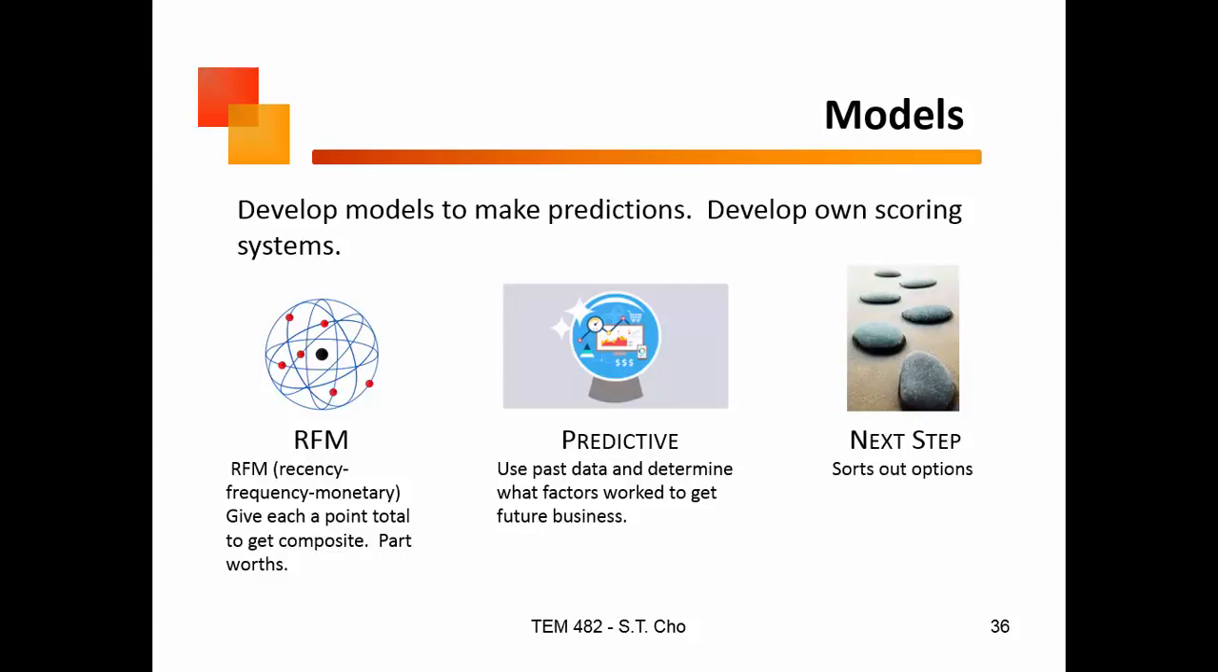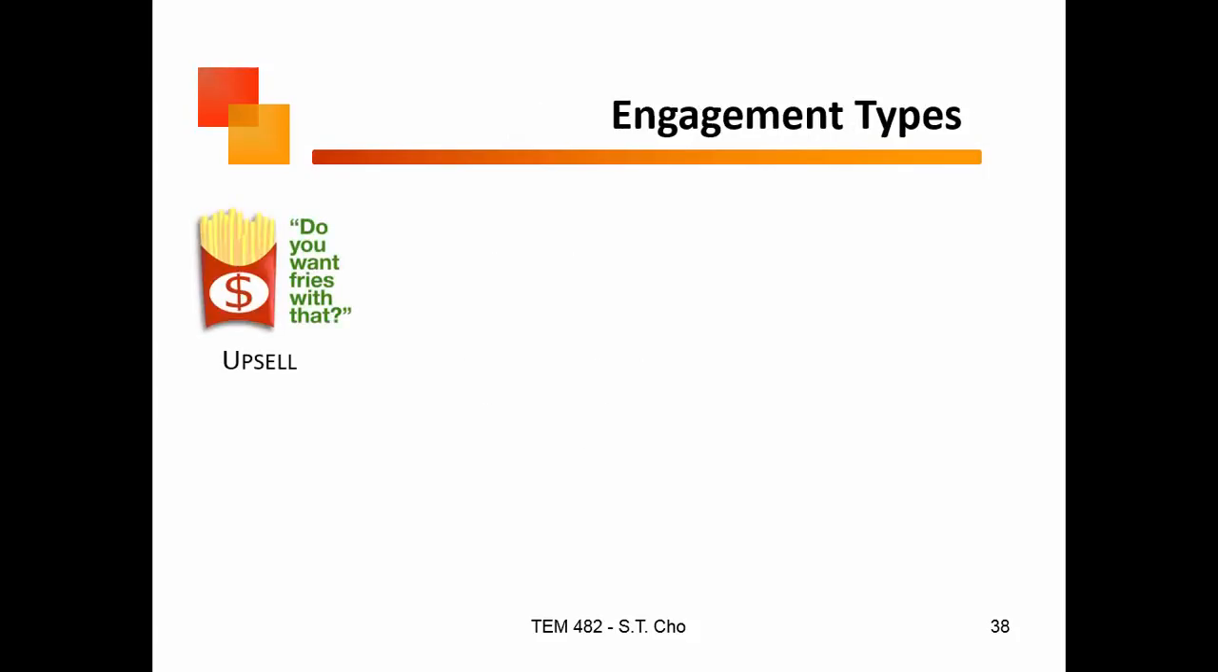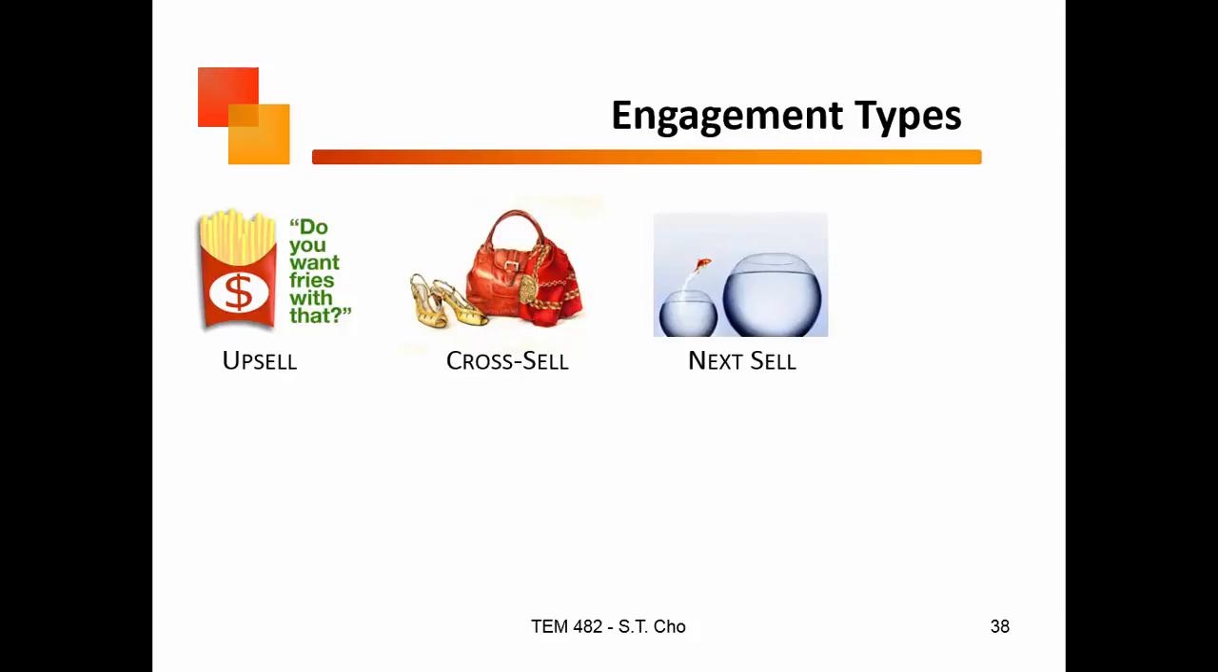And the reason why it actually works is because they're based on behavior. And behaviors don't change a lot over time. They change very slowly. And so here are some of the variables you look at. What are their decision cycles, their order sizes, who's involved. And so the kind of engagements you want to, are you going to upsell? Are you going to cross-sell? Are you going to next sell, which is the new product? And do you have irrelevant interactions?